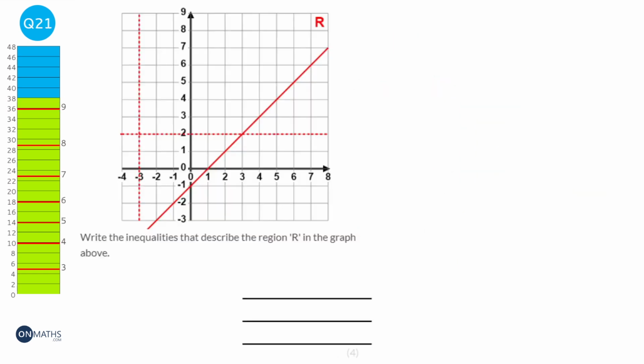I'm going to start by identifying the equations of each line. So here we've got y equals 2, because the y coordinate is always 2 on this line. This one here we've got x equals minus 3, because the x coordinate is always minus 3. And this next one is a bit more difficult, but it's perfectly diagonal, so it's going to be a y equals x line. But if you look, it crosses the y-axis at minus 1, so it's going to be y equals x minus 1. Okay, these are not inequalities though, so we need to work out what the inequalities are.